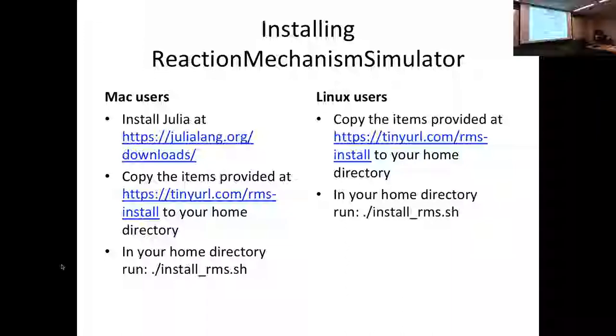Just a quick clarification: when you download the stuff at that link, you'll get a folder. What we mean is take all the contents of that folder and make sure they're in your home directory. Inside your home directory, you should see a script, install rms.sh. Make sure it's directly under home, along with everything else, not just the folder.